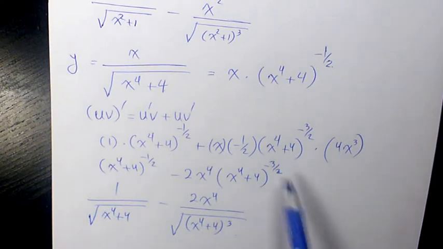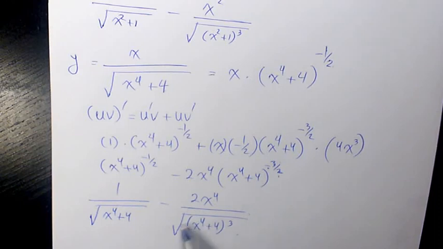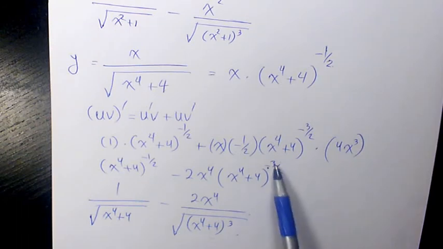Why like that? Because we have negative 3 over 2. 1 over 2 is the square root. Negative is going to be positive when you bring it to the denominator, and 3 is 3 in here. So that's the final answer.